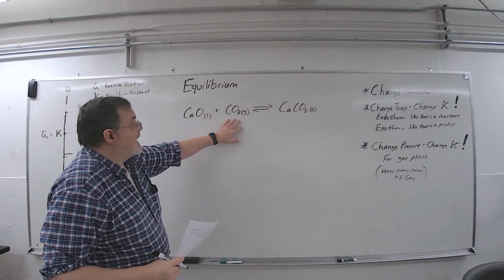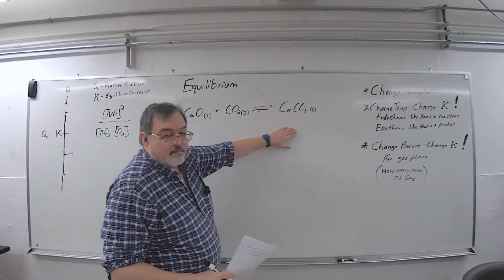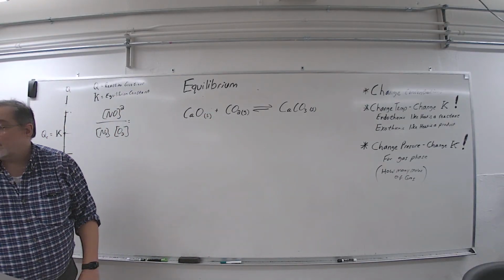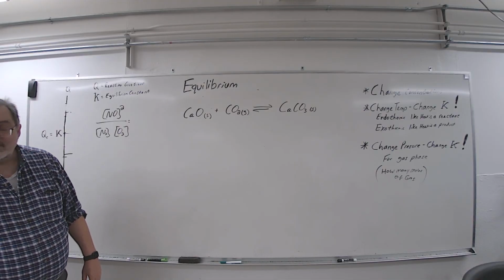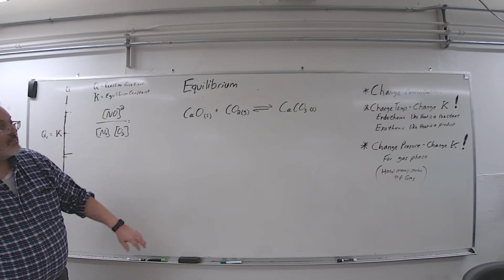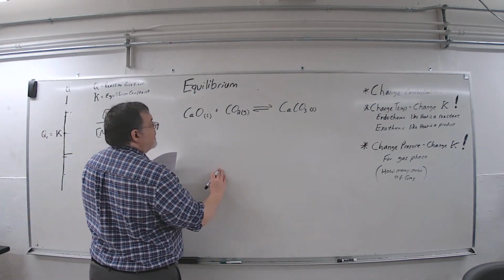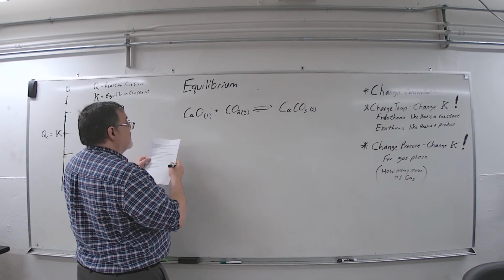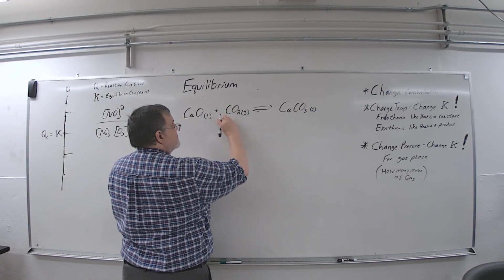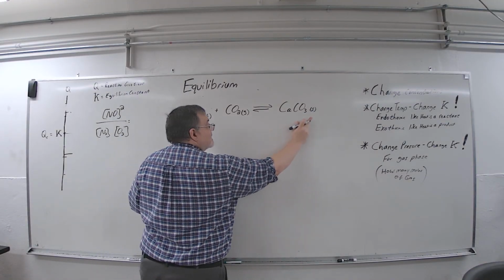So some of the CO2 gas will react with the calcium oxide and make calcium carbonate. All right, what would be the effect of increasing pressure here? Well, how many moles of gas are over here? Is it balanced? Okay, there's an invisible 1 there, an invisible 1 there, and an invisible 1 there. That's a solid, that's a gas, and that's a solid.